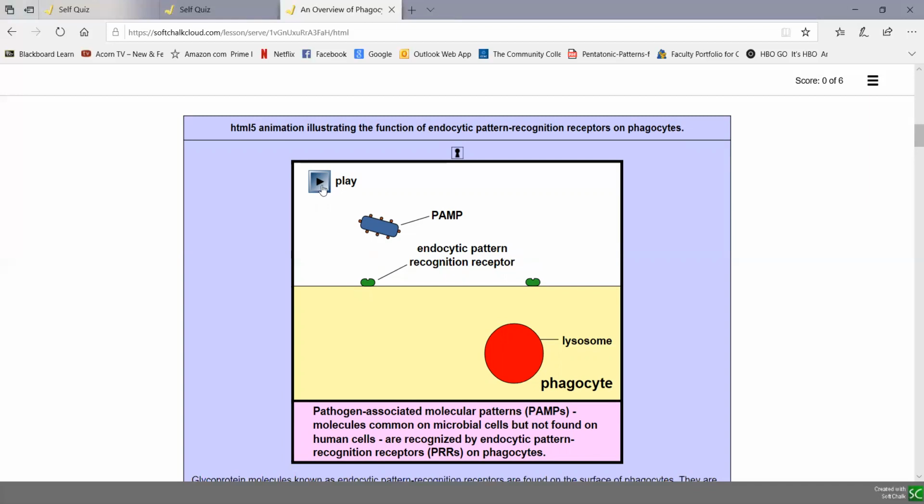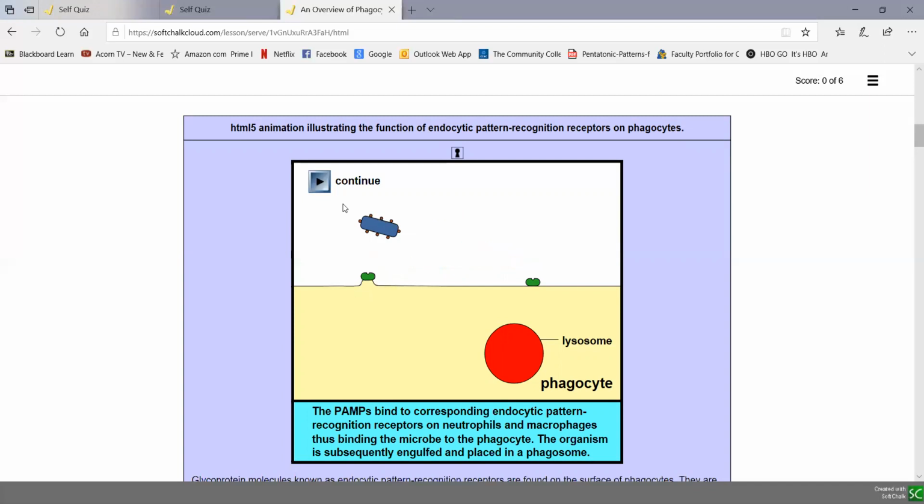So as we see here, the surface of the microbe has some surface PAMPs. Maybe that would be peptidoglycan or teichoic acids on a gram-positive. And our phagocyte here has endocytic pattern recognition receptors that fit that specific PAMP. And that attaches the microbe to the surface of the phagocyte, so it can now be engulfed and eventually destroyed. So since that is just naturally PAMPs binding to endocytic PRRs, we call that unenhanced attachment, a normal part of innate immunity.